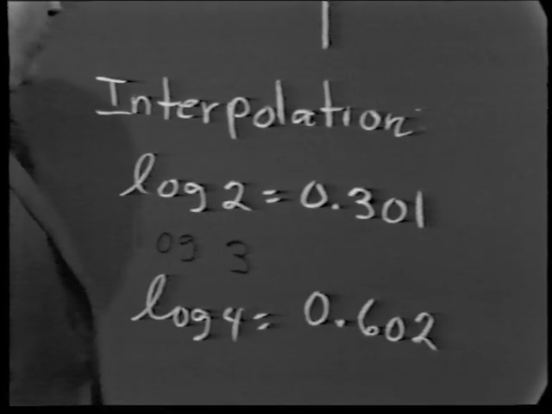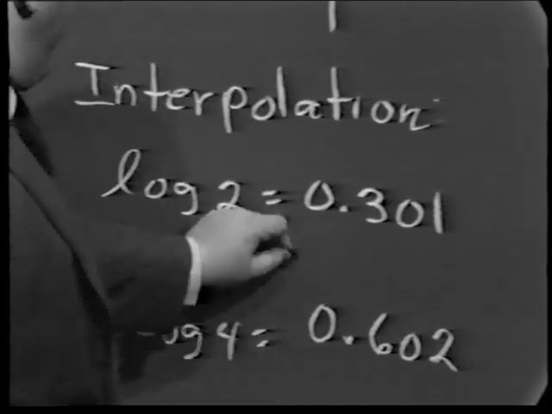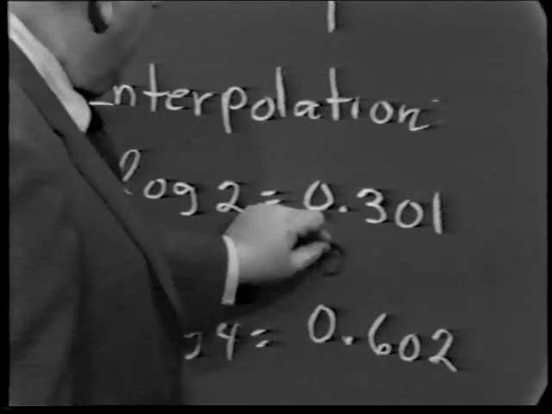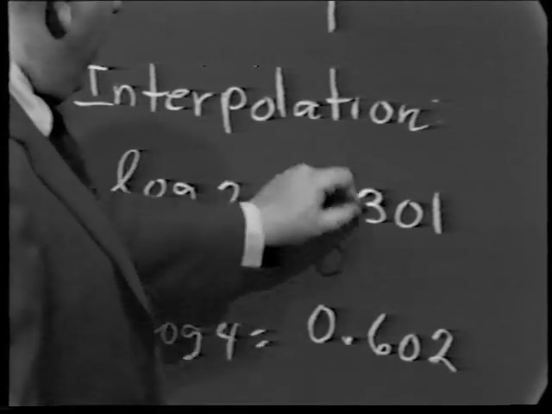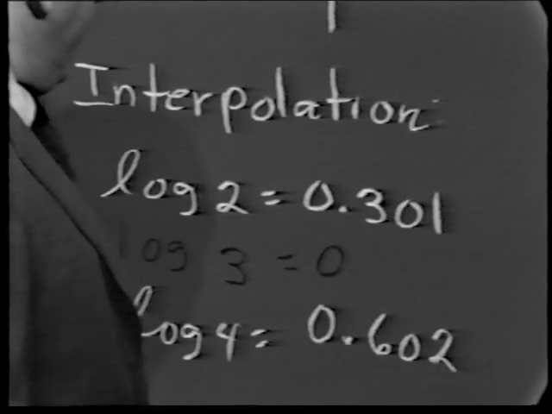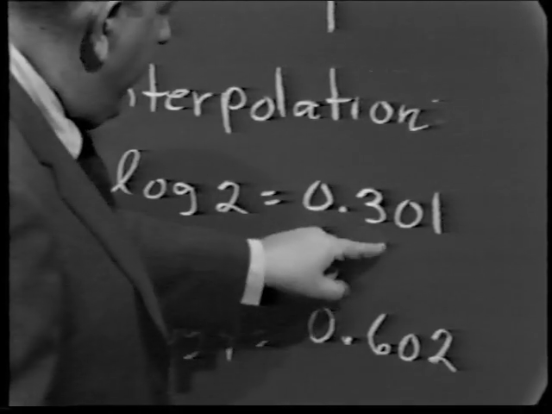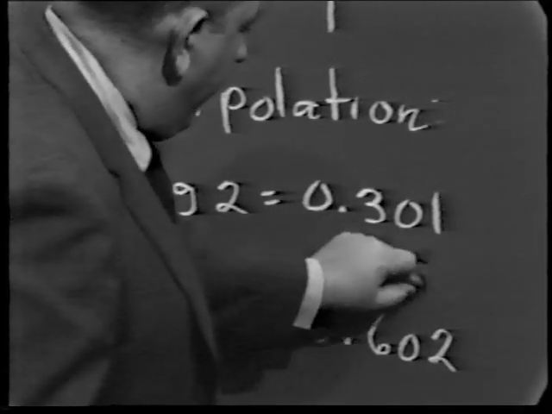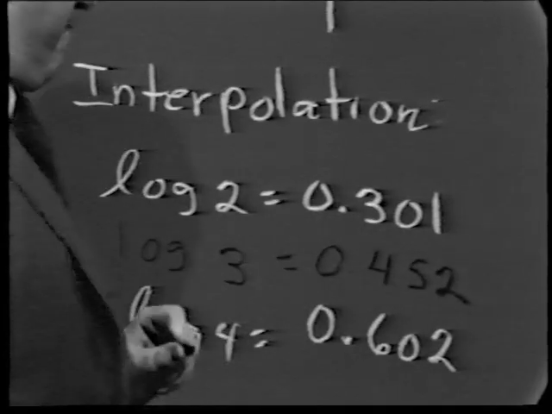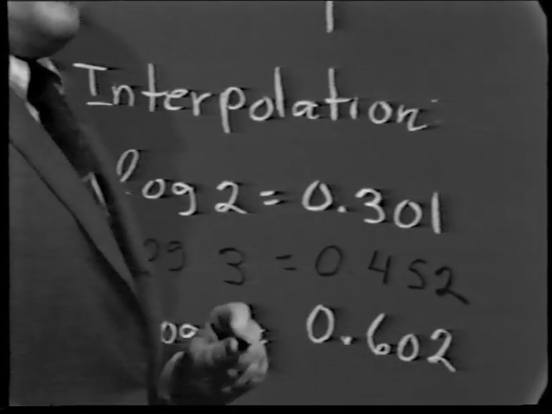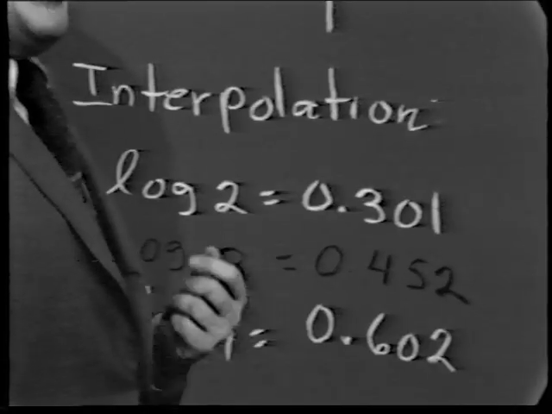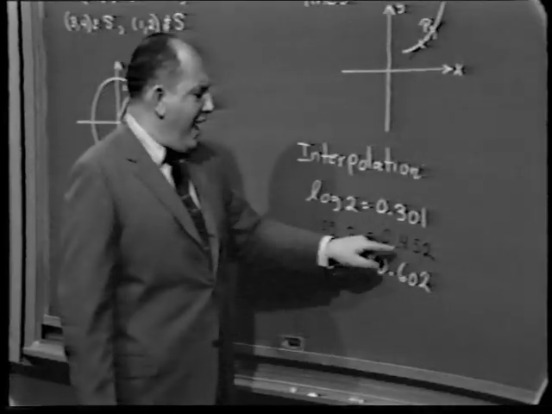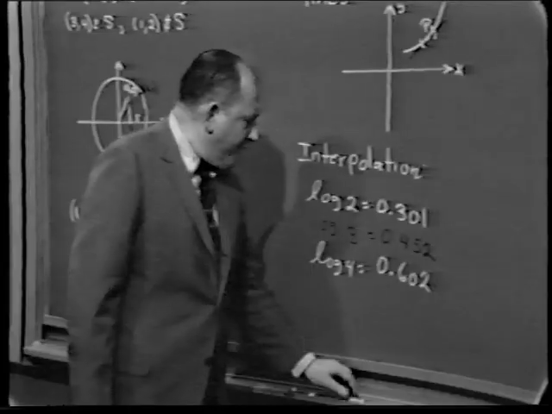So I say, well, let me guess. 3 is halfway between 2 and 4. Therefore, I would suspect that the log of 3 is halfway between the log of 2 and the log of 4. And so halfway between here would be about, what, 4, 5, 2, roughly speaking. All of a sudden, the obliteration on my book clears up, and I look, and I don't find 0.452.